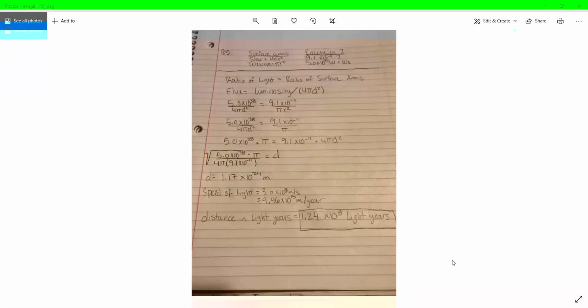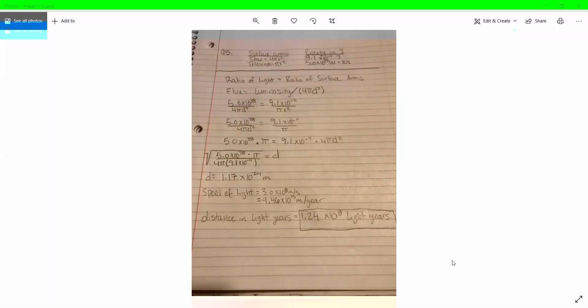Second problem was 65, and it says astronomers using a 2-meter diameter telescope observe a distant supernova, an exploding star. The telescope's detector records 9.1 times 10 to the negative 11th joules of light energy during the first 10 seconds. It's known that this type of supernova has a visible light power output of 5.0 times 10 to the 37th watts for the first 10 seconds of explosion.